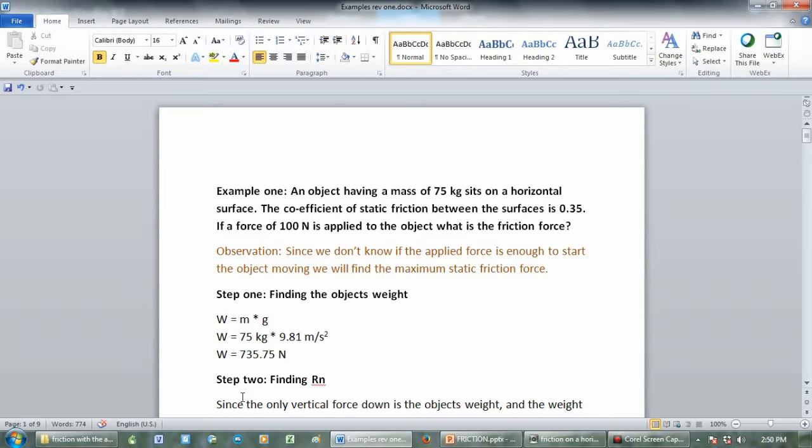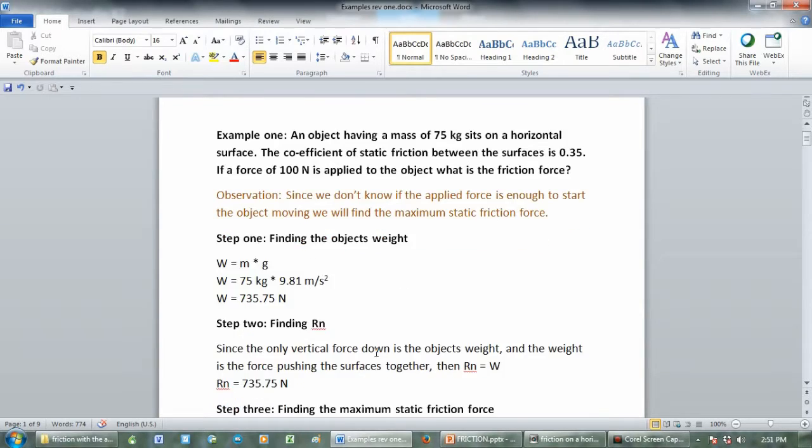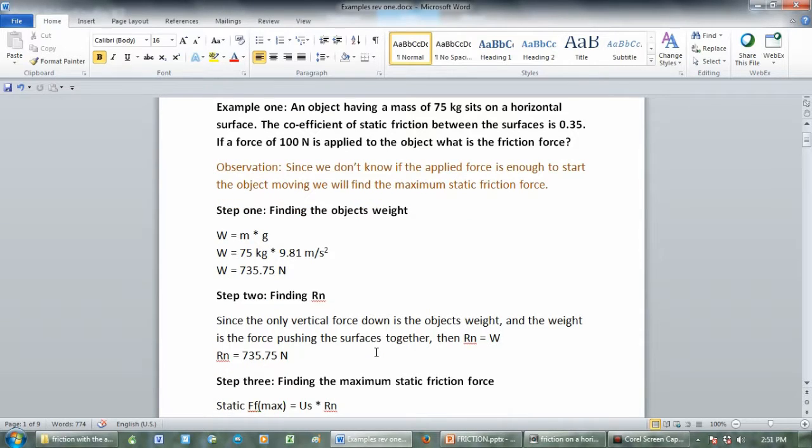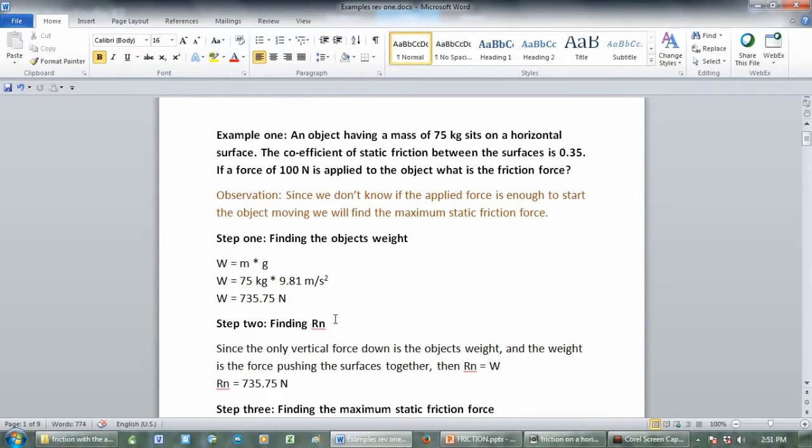Step 1. Finding the object's weight. Weight equals mass times g. Weight equals 75 kilograms times 9.81 meters per second squared. The weight of the object is 735.75 newtons.